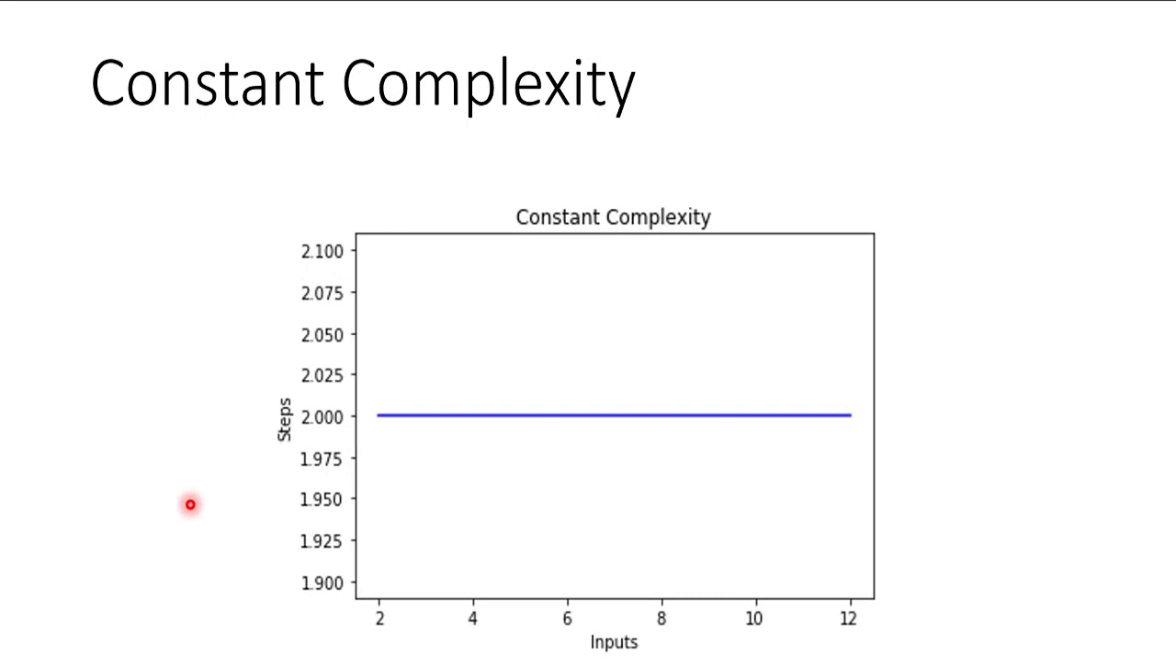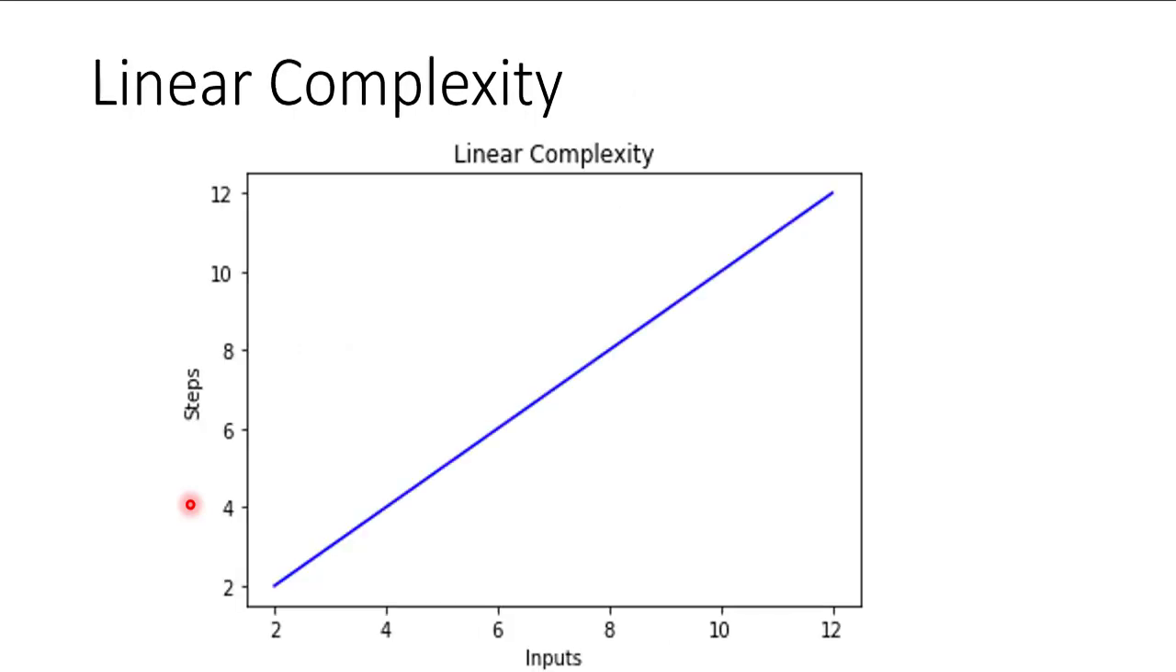So this is a graph which is representing the constant complexity of the algorithm. The complexity of an algorithm is said to be constant if the steps required to complete the execution of an algorithm remain constant, irrespective of the number of inputs. The constant complexity is often denoted by O of C, where C is any constant number. Then the linear complexity. The complexity is said to be linear if the steps required to complete the execution of an algorithm increase or decrease linearly.